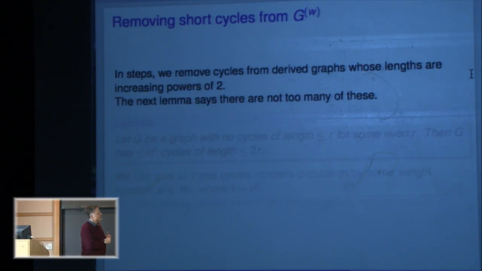All right, so if we go by increasing powers of 2, we eliminate cycles of length 4, then length 8, then length 16, and so forth. At each step, there aren't that many cycles to eliminate, and that's by the following lemma.